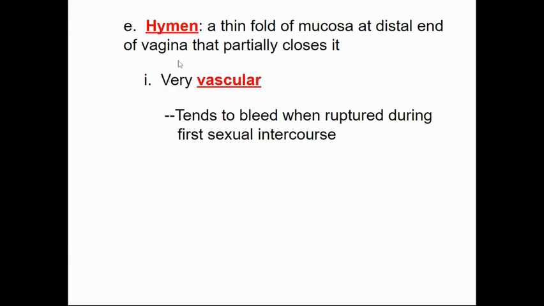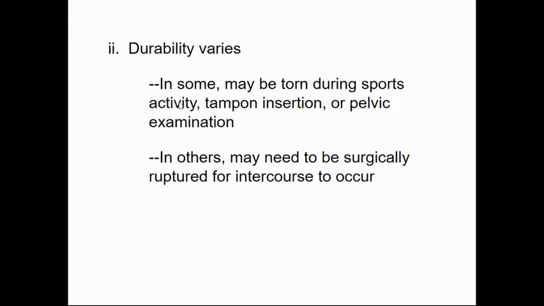Distally, at the end of the vagina is an interior tube. The opening that can be seen would be considered the vaginal orifice. That end is covered in a membrane called the hymen. It's very vascular, and during first sexual intercourse, it may rupture or tear, and that can sometimes cause bleeding and can sometimes, for some people, be painful.